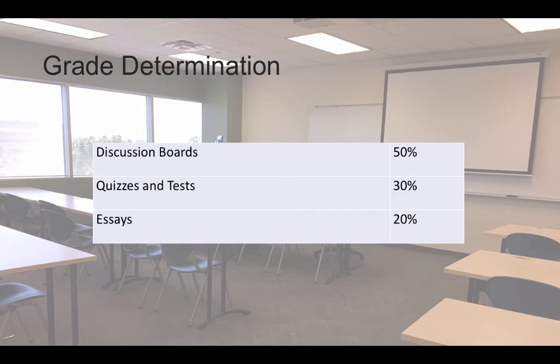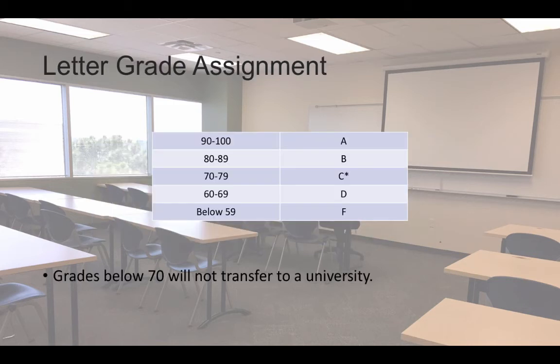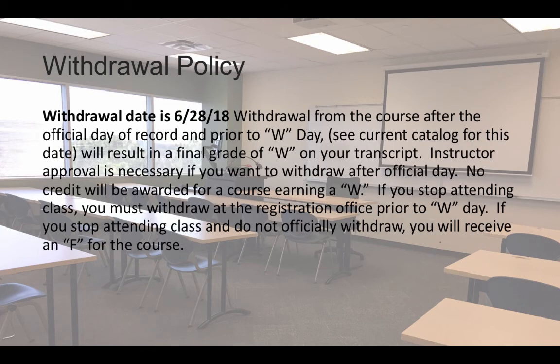Grade determination. The discussion boards count as 50% of your final grade. Quizzes and tests are 30% and your essays are 20%. The letter grade assignment. Lone Star uses a 4.0 GPA scale. So 90 to 100 is an A, 80 to 89 is a B, 70 to 79 is a C, 60 to 69 is a D, and below 59 is an F. But you need to keep at least a 70 to have this course transferable because universities do not typically accept grades under a C.